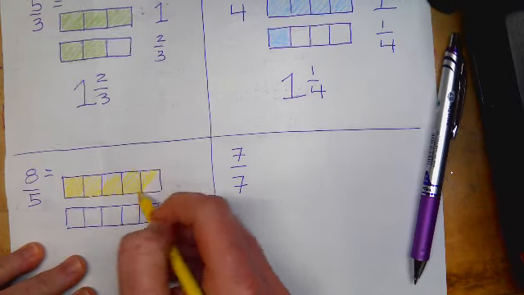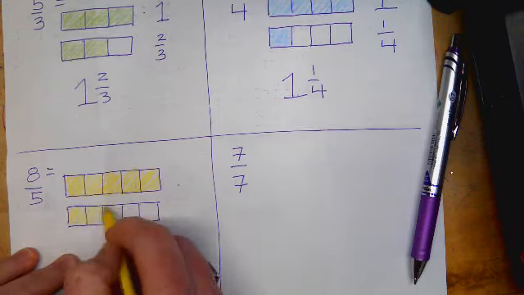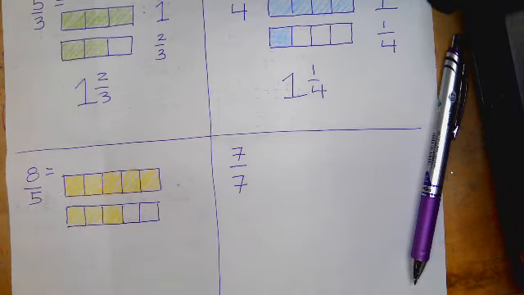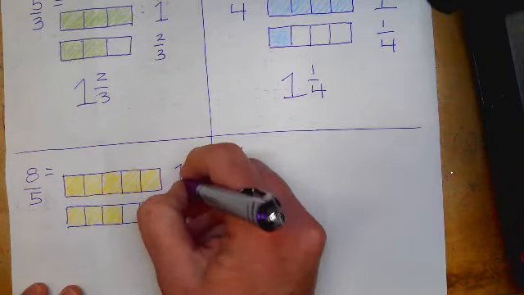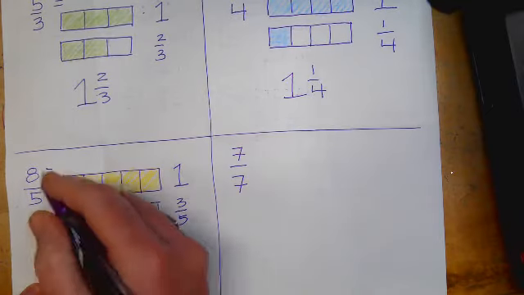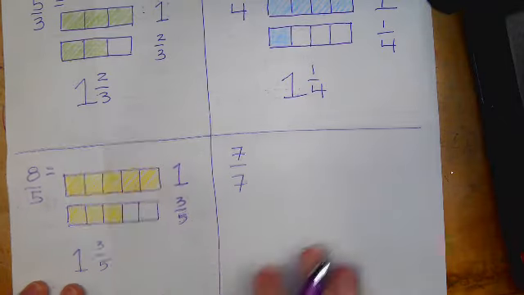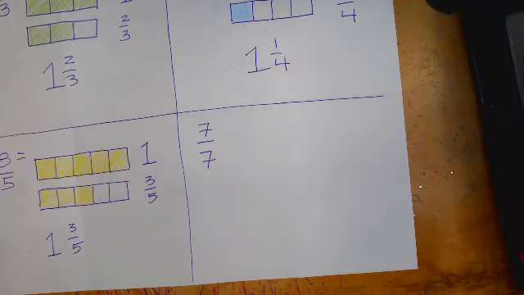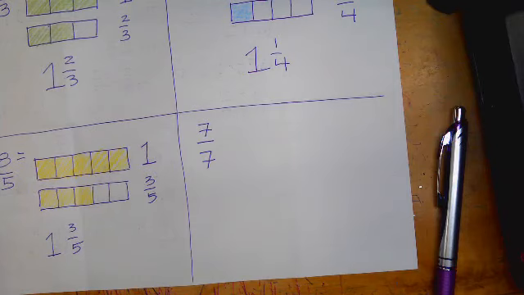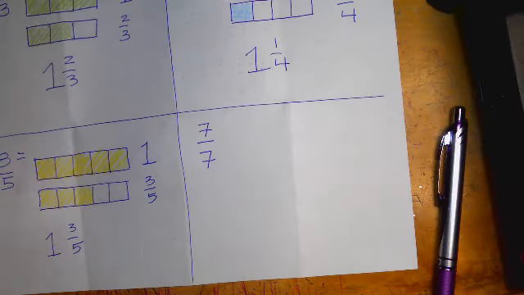So 8/5. If I shade them in, now I have, oh good, you guys can see it. 1, 2, 3, 4, 5, 5/5, 6/5, 7/5, 8/5. So this is the same as 1 whole, and this is 3/5. So 8/5 equals 1 3/5. Okay, let's do the last one.